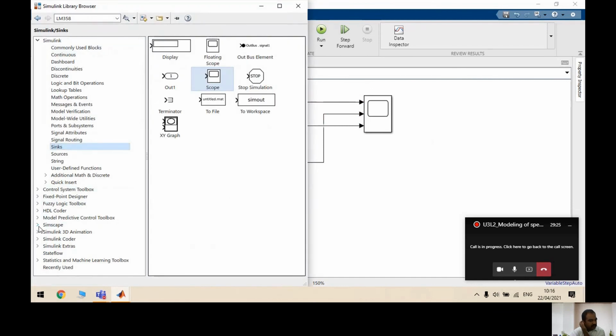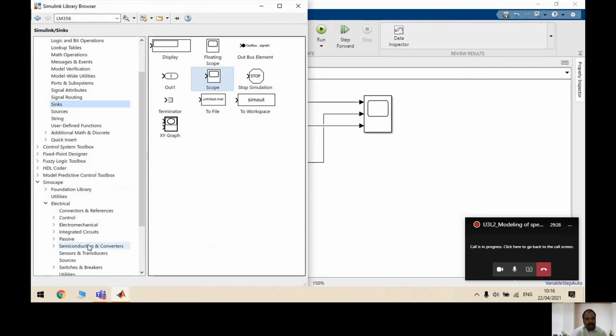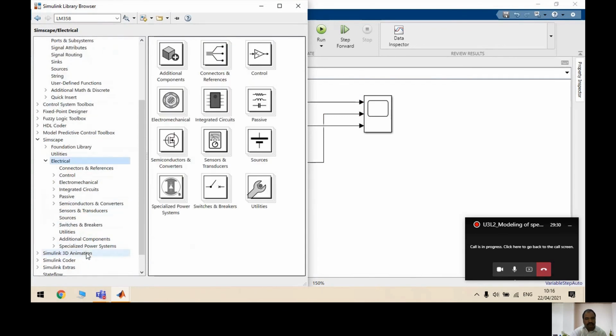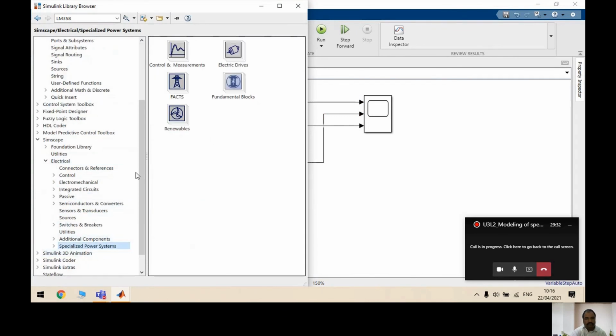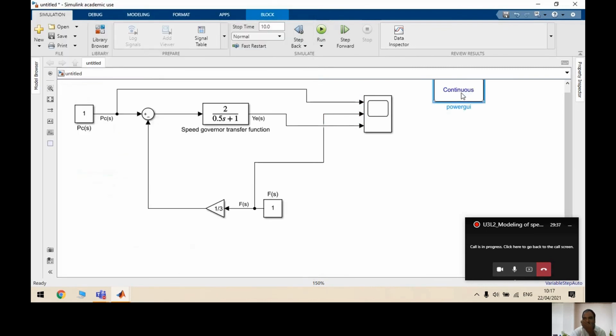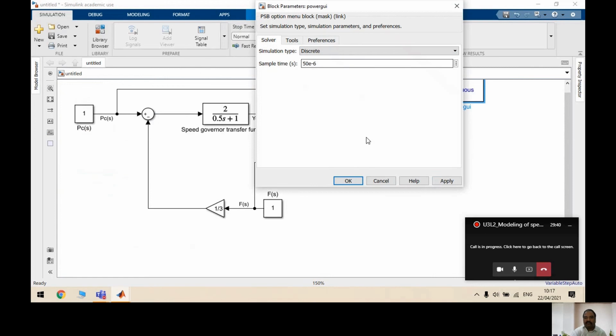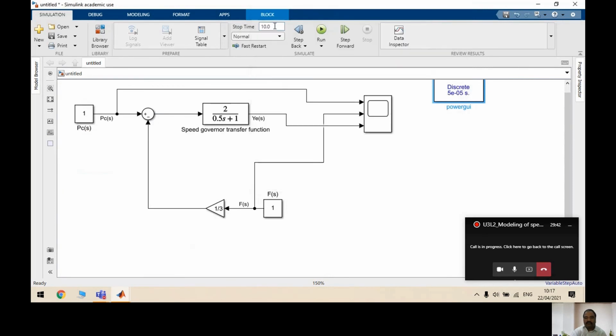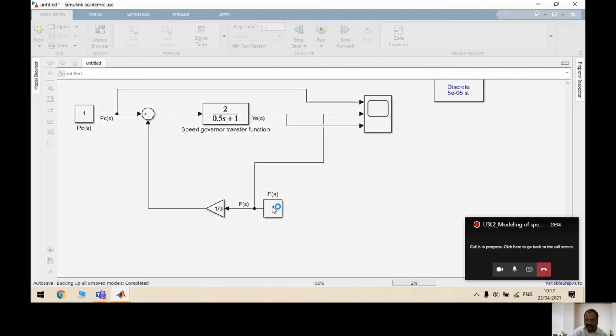I'll make it a discrete one. Okay. And I will run this for, let us suppose, 0.2 seconds. Now let's see what I'll be getting as an output. See, I have given a change in power command as 1 and a change in frequency as 1. Now let us see what the change in the displacement is.